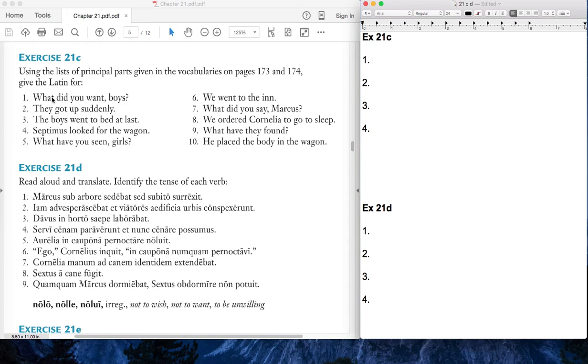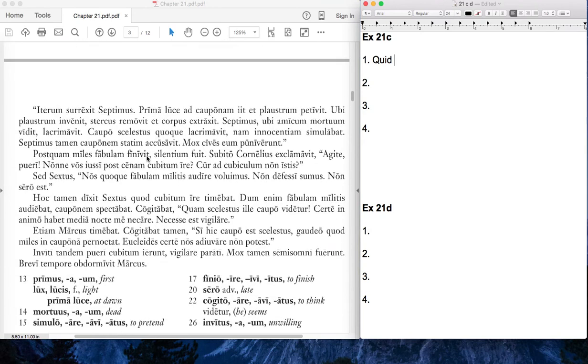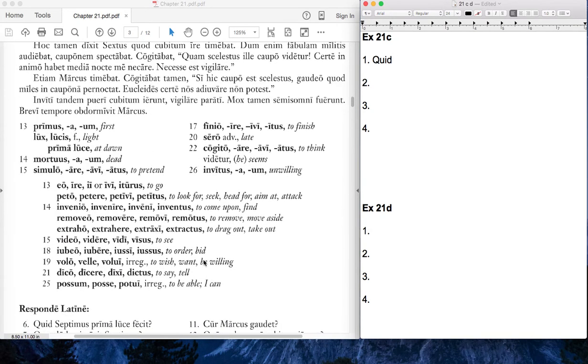Let's look at the first one. What did you want, boys? The word for what we know is quid, so we'll start with that. And you did want, and notice the boys is plural, so this is going to be second person plural form of to wish. So again, let's jump up here, and we see to wish, to want, to be willing is right here. So volo, velle, volui. Now again, the way that you're gonna take that volui.